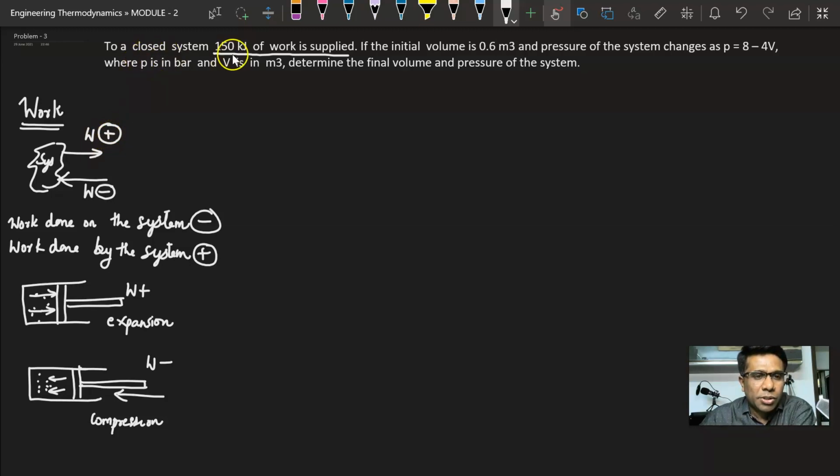Now here, to a closed system, 150 kilojoule of work is supplied. Therefore, in this case, the total work done, W, is equal to 150 kilojoule. Now, always when a value of work done is given, you need to verify whether it is a positive work or a negative work. In some cases, they will not be mentioning it in the proper way. After calculation, you will understand whether it is positive or negative work. But in this case, it is clearly mentioned. 150 kilojoule of work is supplied, work is given to the system, therefore it will become negative 150 kilojoules.